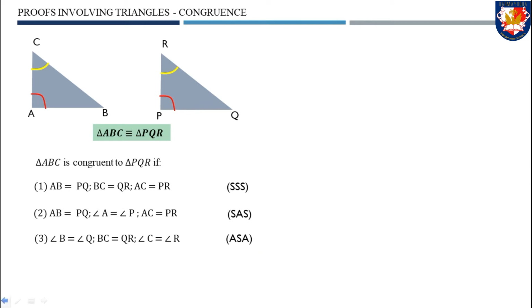Fourth, if there are corresponding right angles, the corresponding hypotenuses are equal and the corresponding sides are equal. Angle A equals angle P equals 90 degrees, BC equals QR, which are hypotenuses, and one leg of the triangle, AC equals PR. This is what we call right angle, hypotenuse, and side of congruence.